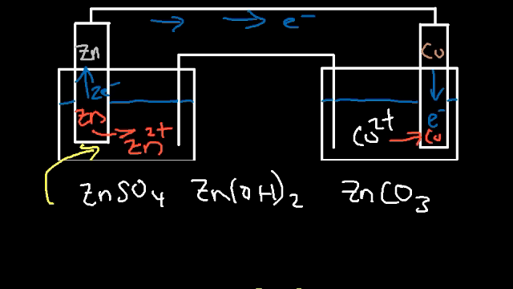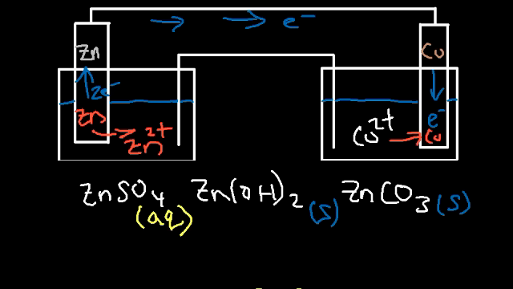The best one to use is the zinc sulfate solution. And the reason why that's the case is because zinc carbonate is insoluble. It's a solid. And the same is true for zinc hydroxide. So zinc sulfate is the best choice because it dissolves in water. It's aqueous. It's soluble. And so you want to use that. So we're going to use zinc sulfate and copper sulfate for both solutions.